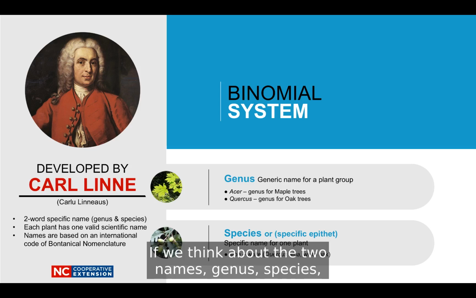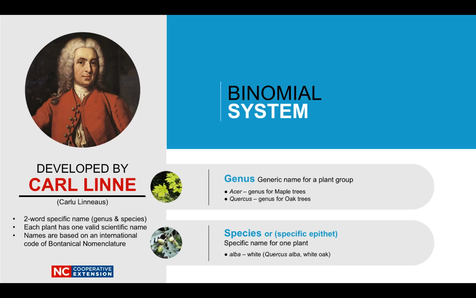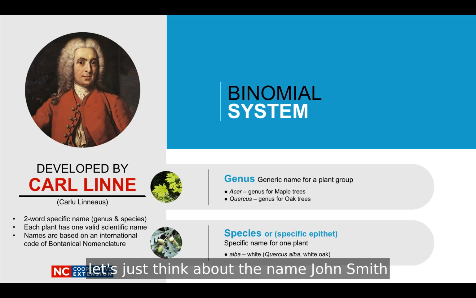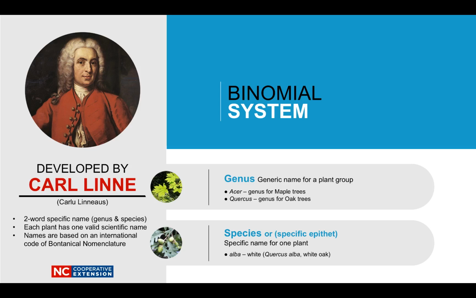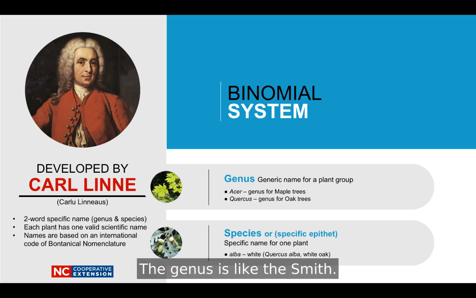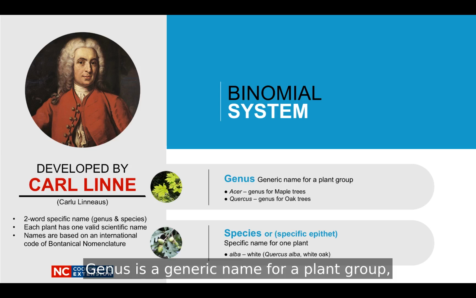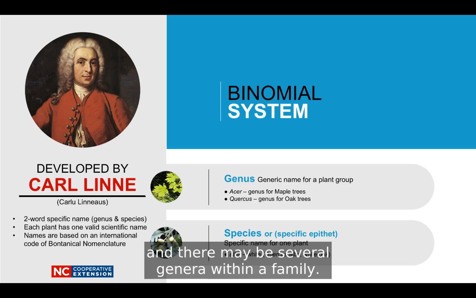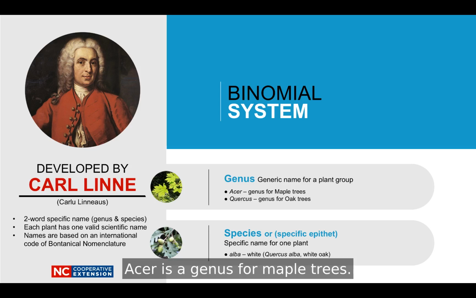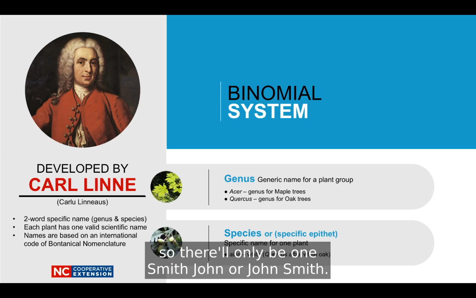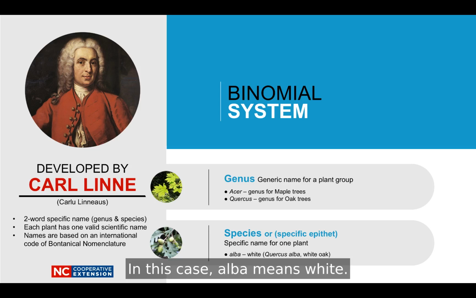If we think about the two names, genus and species, let's just think about the name John Smith and reverse it, Smith John. So the genus is like the Smith. Genus is a generic name for a plant group, and there may be several genera within a family. Acer is a genus for maple trees. Quercus is a genus for oak trees, and so on and so forth. The species or specific epithet could be for one plant and one plant only. So there would only be one Smith John or John Smith. In this case, alba means white. Quercus alba is a white oak.